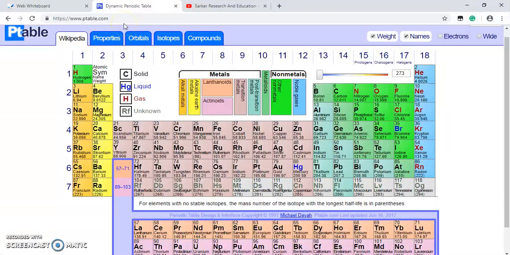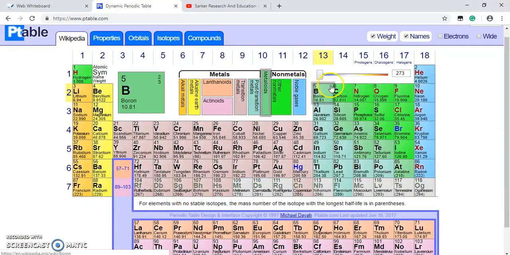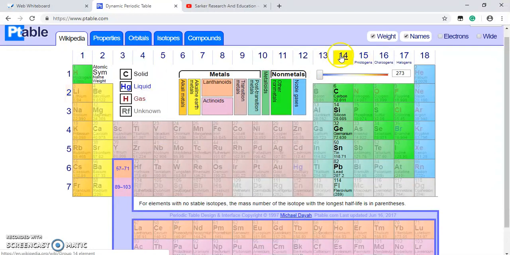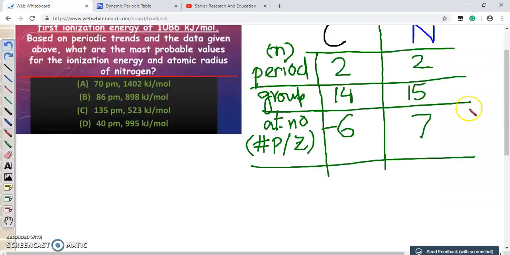So you can just Google search for a dynamic periodic table. Here it goes. So if we focus on the period 2, we can see carbon and nitrogen there. Carbon is in group 14 and nitrogen is in group 15. Carbon has an atomic number of 6 and nitrogen has an atomic number of 7. Now let us just have this information on the board.